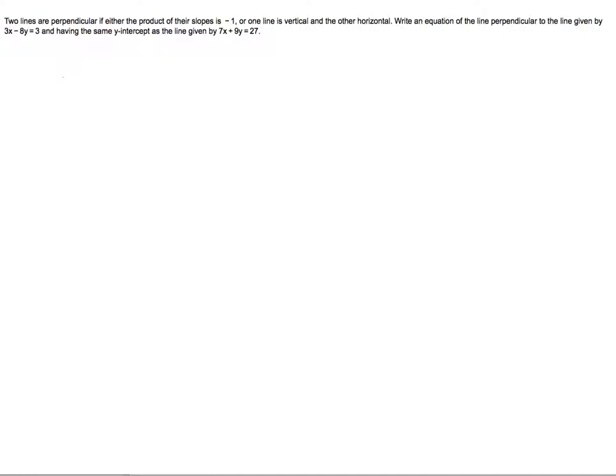So here I have your problem on the screen, and this problem asks us to write an equation of the line that is perpendicular to this line, and then our equation also has to have the same y-intercept as this line. So all in all, we're going to write a new equation with two pieces of information given by two separate lines. And the final form of the equation needs to be in slope-intercept form, which is y equals mx plus b.